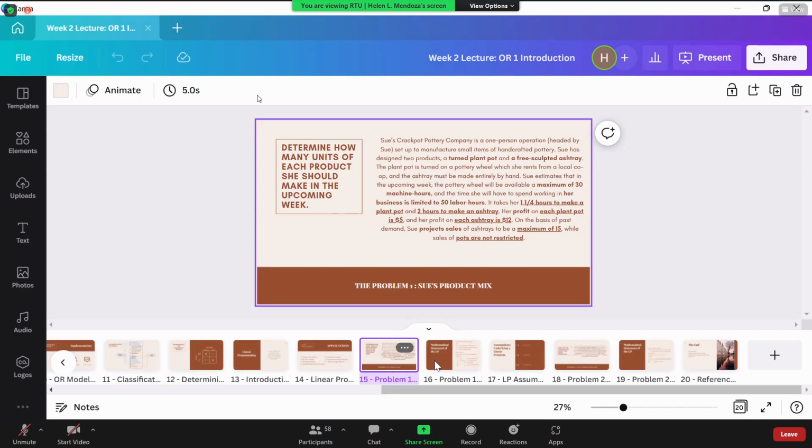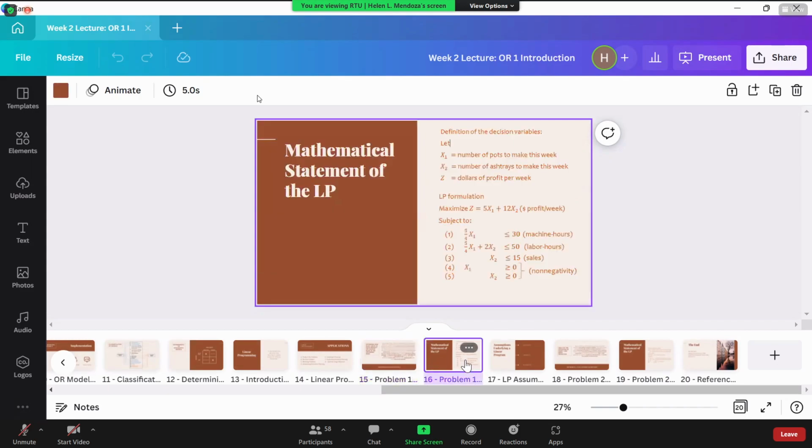So we will do the same as we did earlier. Here it is. The definition of the decision variables, again, we have: let X1 be the number of pots to make this week. That is for Sue. X2 is the number of ashtrays to make this week. Take note of the word number. It can also be replaced with units, since that is applicable to pots. You cannot use a word that does not describe pots and ashtrays well. So X1 is the number of pots and X2 is the number of ashtrays, because you are expecting numbers for X1 and X2.